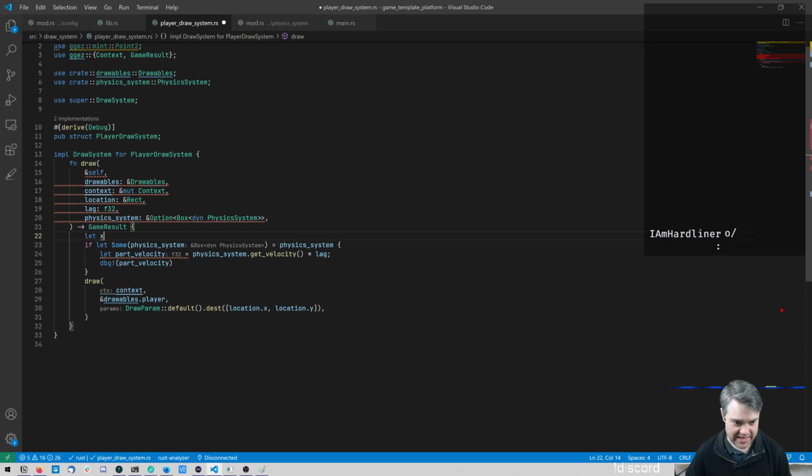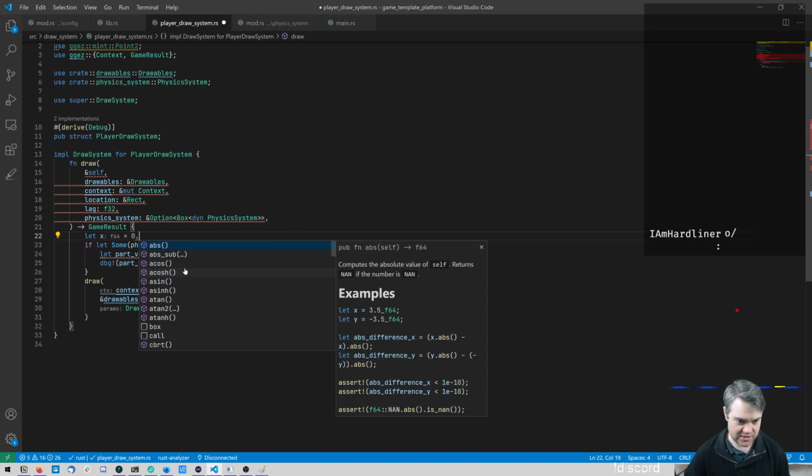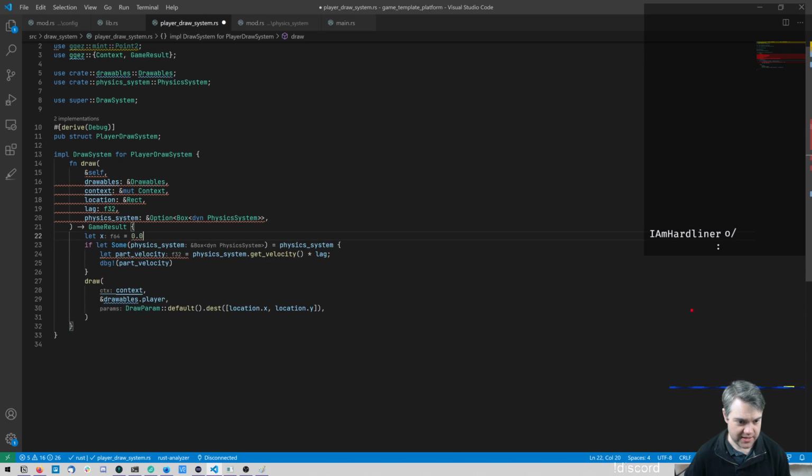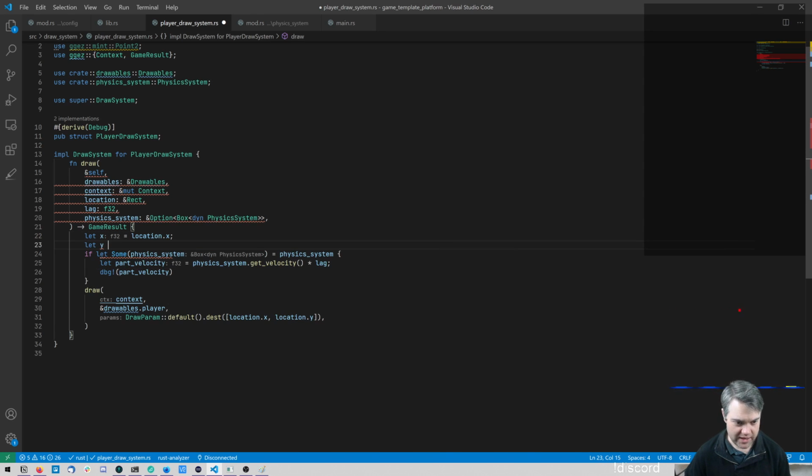So we're going to do let x equals 0.0. Let x equals location.x, y equals location.y. So we're going to extract out the locations. We're going to make these mutable.